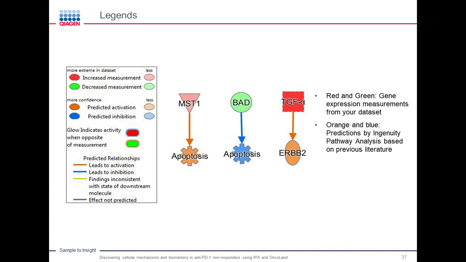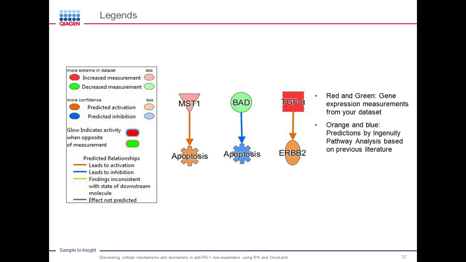So now moving forward with IPA, before I start showing you some charts and figures and such, it's important to know some of the legends that I'm listing over here. In IPA, you're going to see many different colors. I request you to remember four of them: red, green, orange, blue. Red and green are from your data set. Red are the genes that are upregulated in your data set. Green are the genes that are downregulated in your data set.